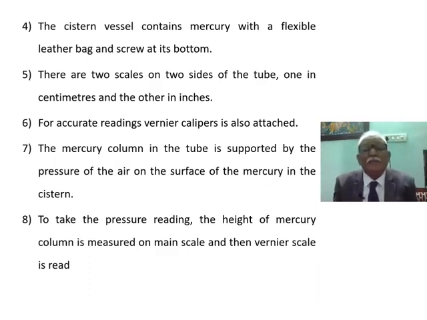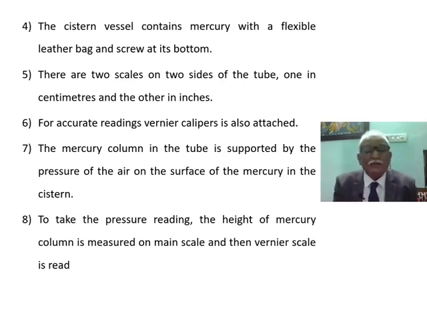The system vessel contains mercury with a flexible leather bag and screw at its bottom. Now, there are two scales on the zoo side, one in centimeters, the other in inches. For accurate readings, a vernier calipers is also attached, like the one you may have used innumerable times in general physics in intermediate.